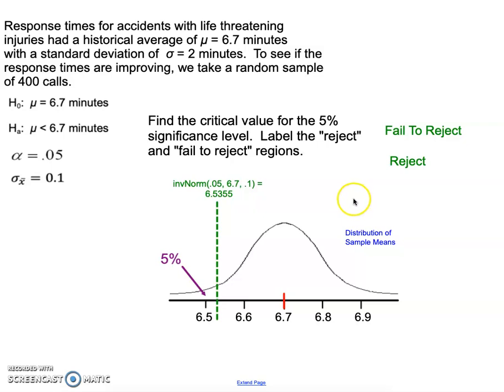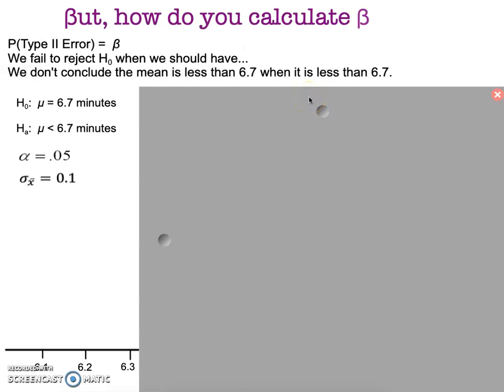Okay, if I get an unusual sample, I'm going to reject. That will be this side. If I don't get an unusual sample, I'm going to fail to reject. That will be if my sample mean ends up being on that side. Remember, I'll take the 400 calls, find the average, and then see where that average lies on this sampling distribution graph. So how do we calculate beta?